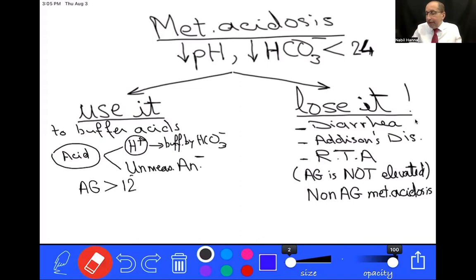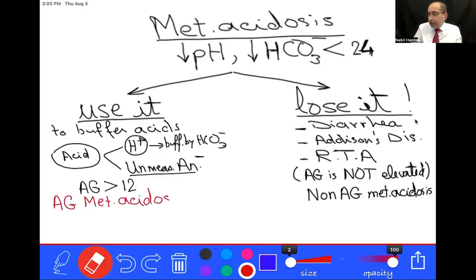Because the anion gap measures the unmeasured anions, and these unmeasured anions accumulate in the circulation because they are coming from these pathologic acids that bicarbonate was consumed in buffering. And we call this type of metabolic acidosis anion gap metabolic acidosis. And the conditions that cause anion gap metabolic acidosis are so important that there is a very famous mnemonic for these conditions, which is A CULT.